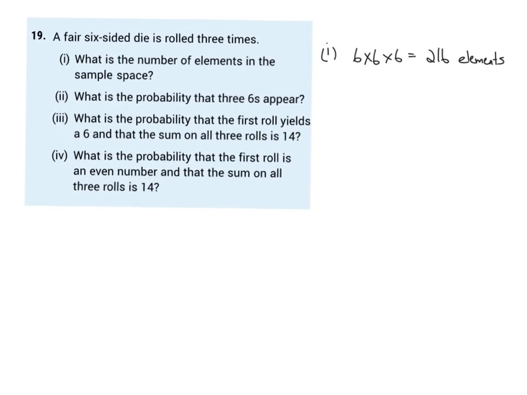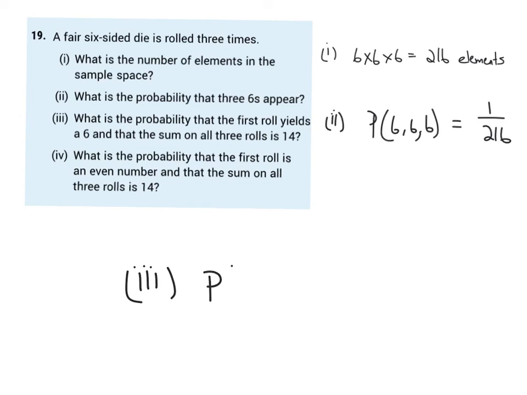Okay, so that's part 1. Part 2 says, what's the probability that 3 6s appear? Well, that's only going to happen once. So the probability of 6, 6, 6 is once out of 216. The next question says, what's the probability that the first roll yields a 6, and that the sum on all 3 rolls is 14?